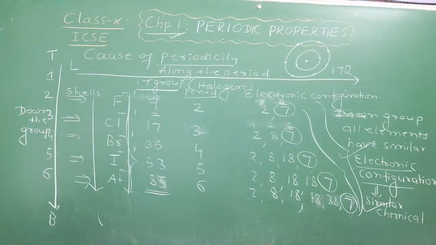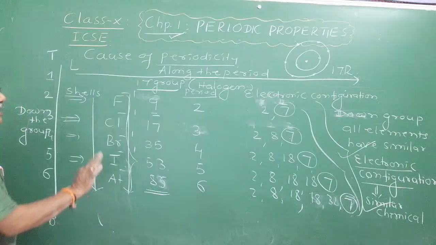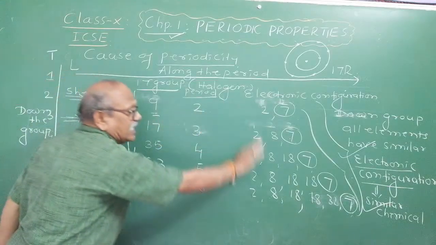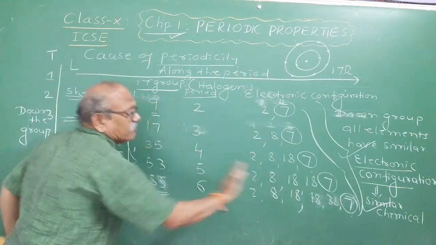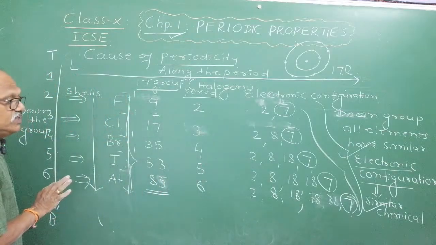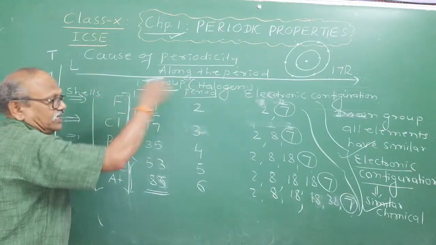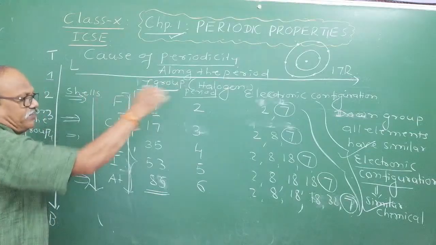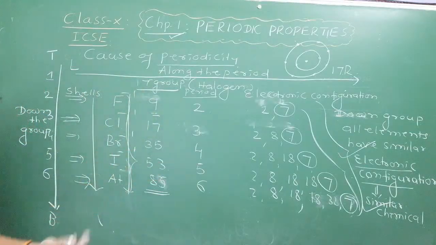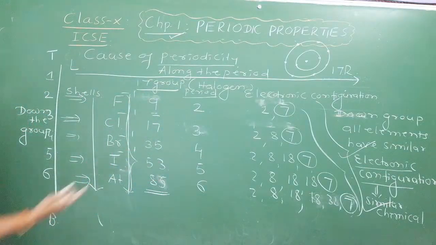If you did not get it, Drishan Roy, I will repeat it. Any doubts in writing the electronic configuration? These are the electronic configurations. You can write them by seeing the number of elements in the first period, second period, third period, fourth period. I discussed this in the previous class, and you can write the electronic configuration.